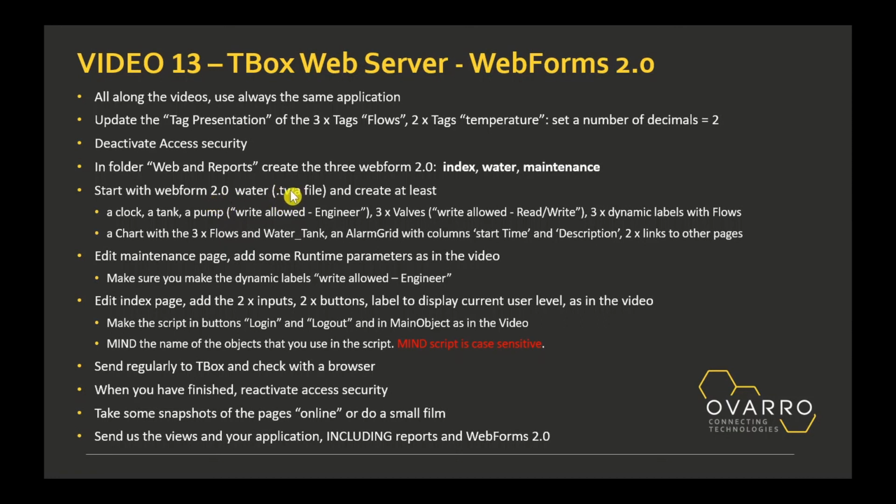Double-click the TWA file water and create the following objects. Create a chart and alarm grid also, and hyperlinks to other pages, so water and maintenance. Edit the maintenance page and add some runtime parameters as in the video. Make sure that you make the dynamic labels writable with access level engineer. Edit the index page. Add the 2 inputs to type name and password, the 2 buttons login, logout, and the label to display the current user.